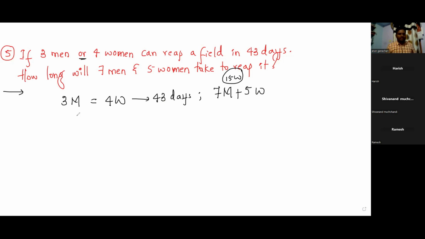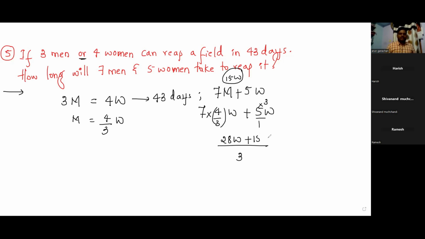How will I do this? I can write my men as 4 by 3 women. Yes or no? I can write my men as 4 by 3 women. Now, wherever we have men, I'll replace it by 4 by 3 women. Getting this? Plus 5 women as it is. Now, what is the LCM? LCM is 3. 7 into 4 is 28 women. And with 1 as the denominator, 1 into 3 is 3, so 28 women plus 15 women. What will we have?